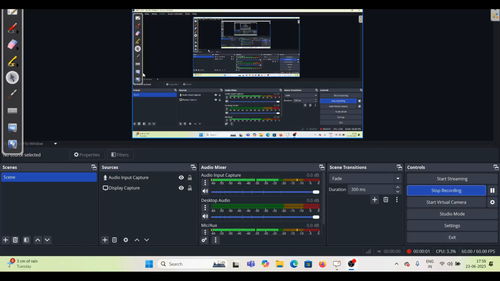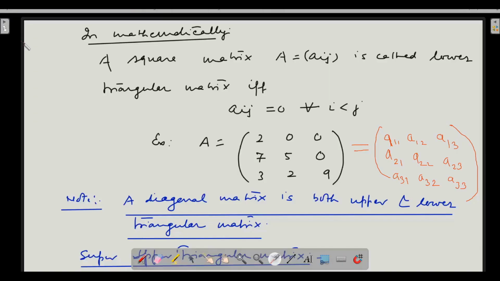Let's start with our discussion on lower triangular matrix. So what does it mean by lower triangular matrix? We will have a look at the mathematical definition first, and then afterwards we will have a look at the definition in words. So mathematical definition, have a look. A square matrix A equal to Aij is called lower triangular matrix if and only if. So obviously it must be a square matrix.